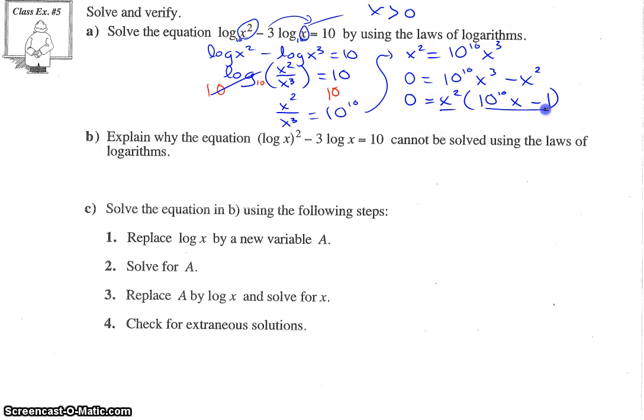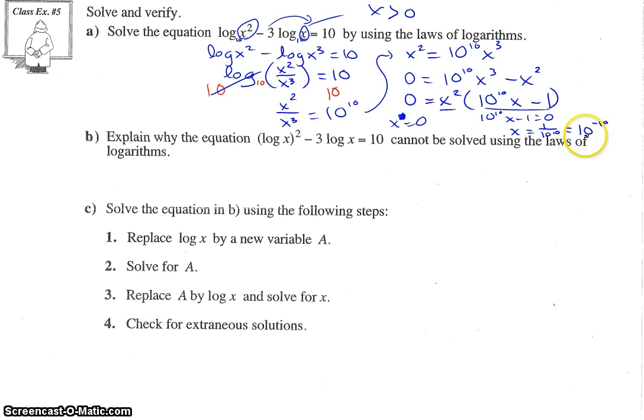Okay, now that it's factored, we branch each one off to equal 0. x squared equals 0, or x is equal to 0. This one, 10 to the 10 x minus 1 equals 0. And if we solve that, we would bring the 1 over and divide by 10 to the 10. So we'd get 1 over 10 to the 10. Or, if you bring that power up to the numerator, that would be 10 to the negative 10.